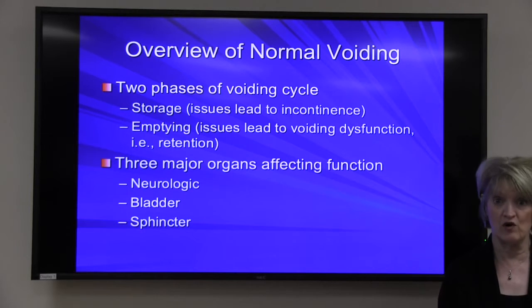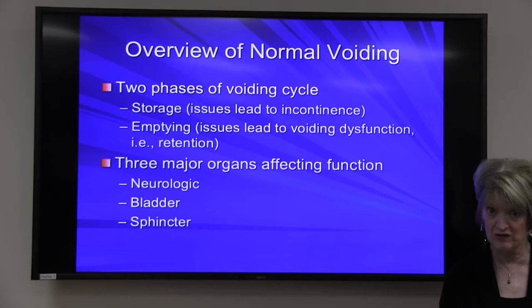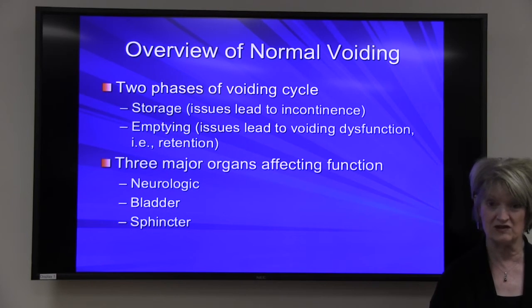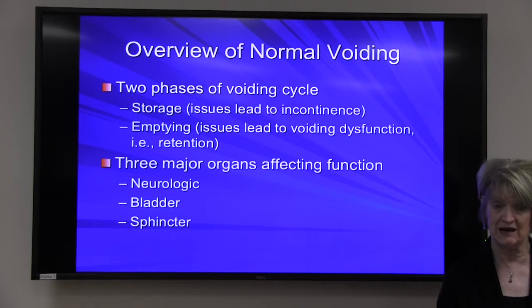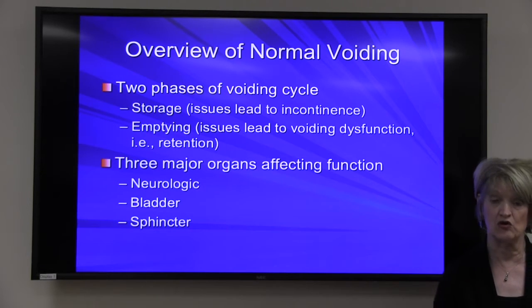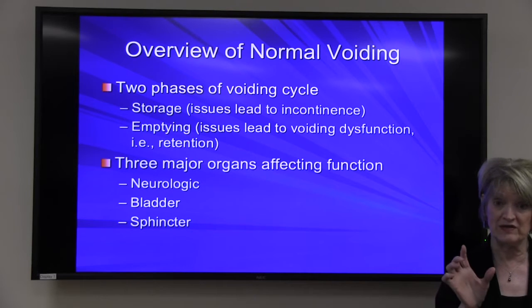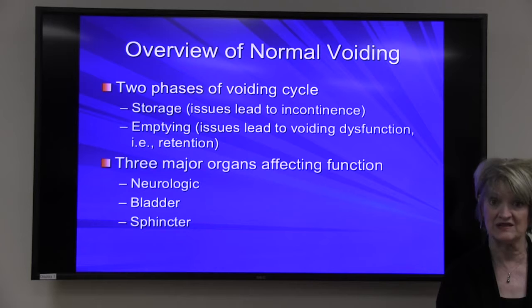When you look at voiding, there are two major phases of the voiding cycle. You know this. There is the storage phase. And if anything goes wrong in the storage phase, if the bladder malfunctions and loses the ability to stretch and store normally, if the sphincter malfunctions and loses the ability to maintain a watertight seal, if something goes wrong in the neural control system, then problems during the storage phase are manifest as incontinence.